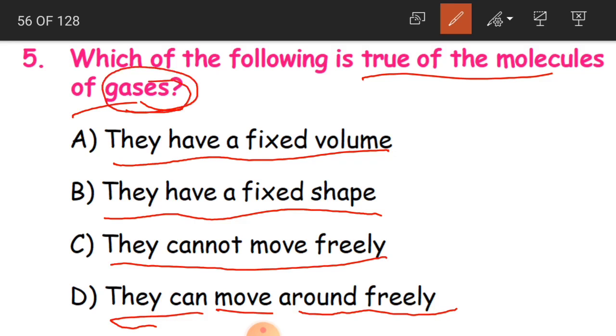So gases will not have a fixed volume. They are not going to have a fixed shape. Okay, so they can move very freely. Here, they cannot move freely. Okay, so they can move around very freely. So D is the correct answer.